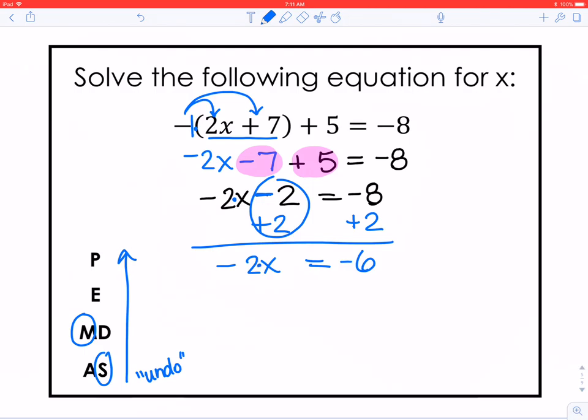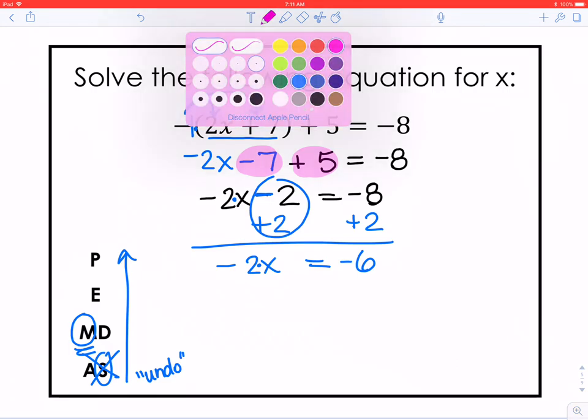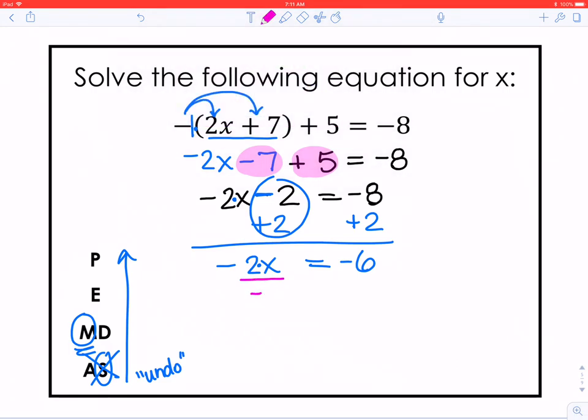And undo our multiplication. Inverse operation for multiplication is division. So divide by negative 2. Divide by negative 2. And that would give us x equals negative divided by negative is a positive 3.